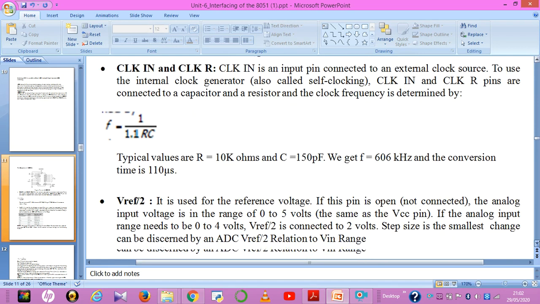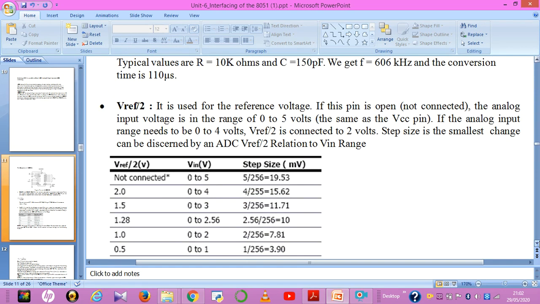Next, supply. How are you going to give the supply to the ADC 0804? Vref by 2. How is it going to be calculated? It's a reference voltage. If this pin is open, not connected, the analog input voltage is in the range of 0 to 5 volts, same as VCC. Okay, if it is connected, and the analog input range needs 0 to 4 volts, then Vref by 2 is connected to 2 volts.